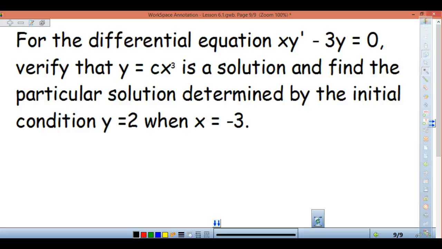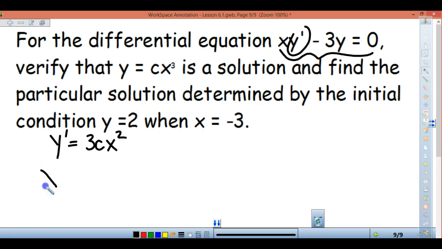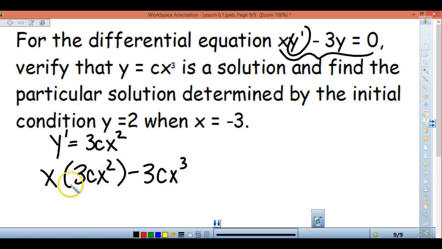It says for the differential equation xy' - 3y = 0, verify that y = cx³ is a solution and find the particular solution determined by the initial condition y is 2 when x is -3. Okay, so if we need to verify that that's a solution, we need to show that this is true. Looks like I'm going to need a derivative as a part of that. If I take the derivative, I'd get 3cx². So x times y' minus 3 times y. Well, this would simplify to 3cx³ minus 3cx³, which does equal 0. So we did verify that that is a solution to that differential equation.